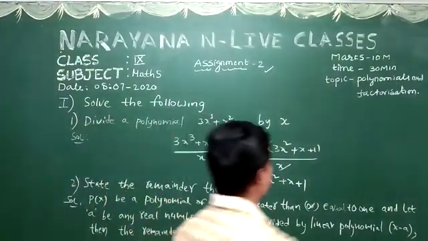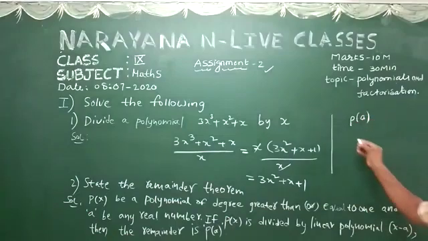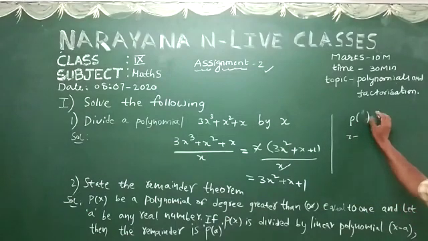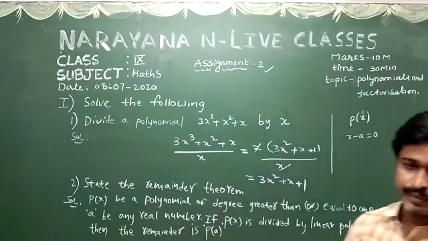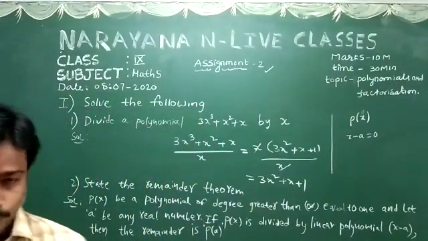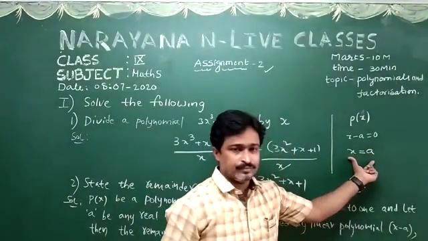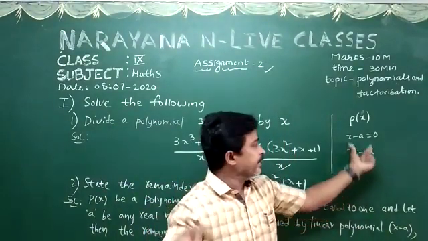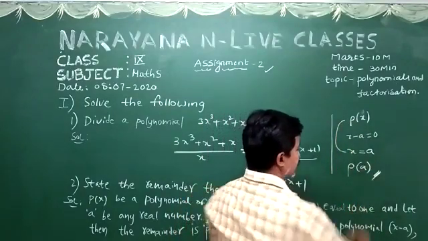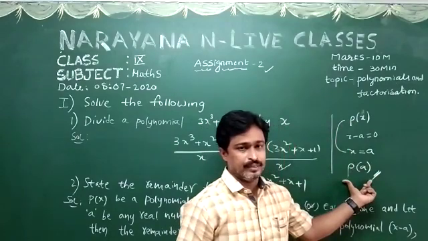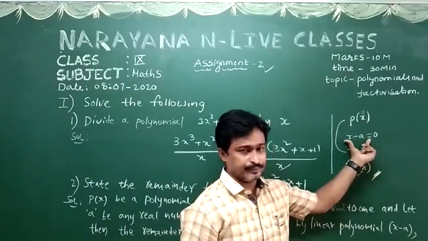Just observe. Let p of x be a polynomial divided by x minus a. Setting the divisor x minus a equal to 0, we find the remainder. Therefore x is equal to a. Substituting a in the given polynomial gives p of a. This is called the remainder of the given polynomial when divided by x minus a.